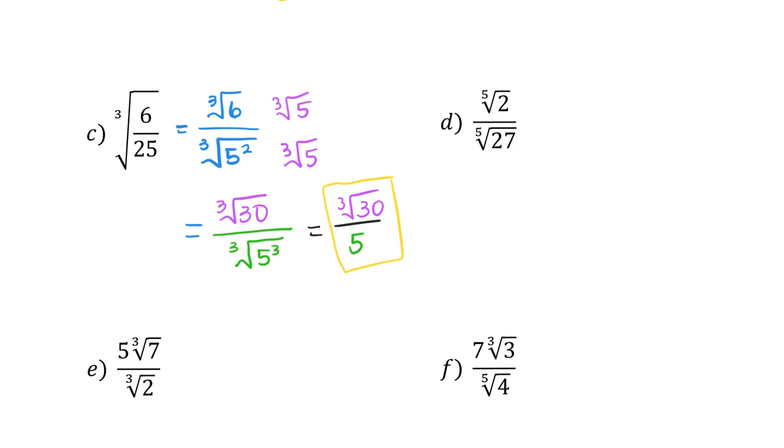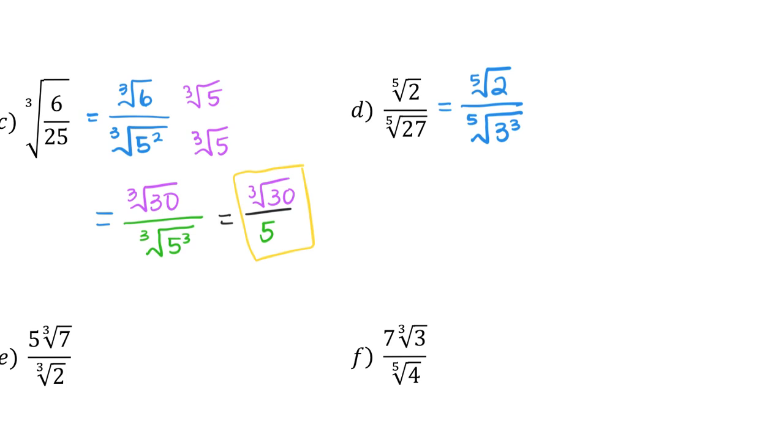Okay, let's try some more. Let's see. Fifth root of 27... okay, now let me see. Can I rewrite 27 as a power? What is it? 3 to the third. Okay. It's better to write it as a power so I don't have to do 27 to the fourth.